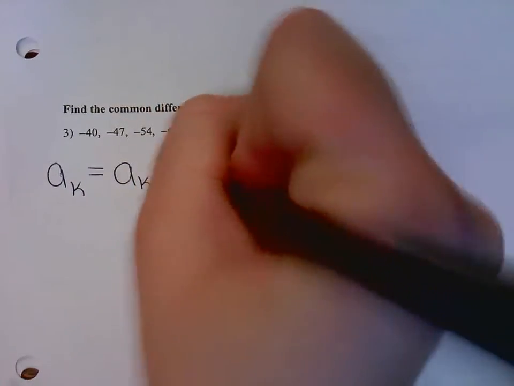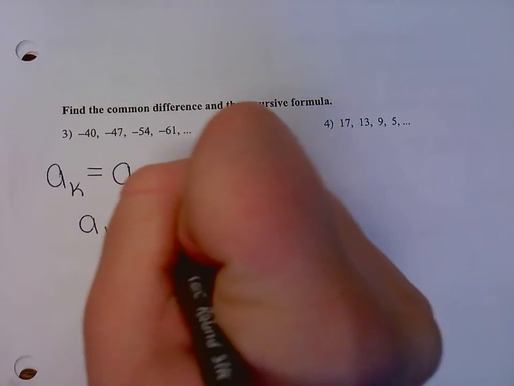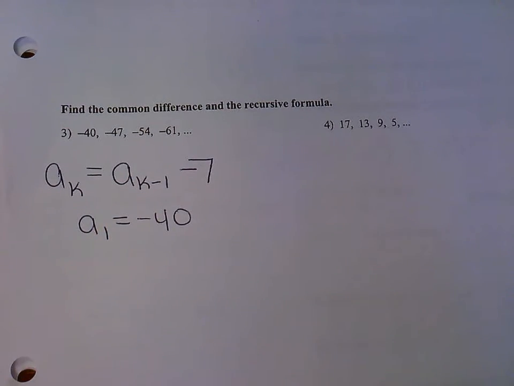Yep, subtract 7. And with a recursive sequence, you have to define the first term. So the first term for this sequence is negative 40. So this basically says start at negative 40 and subtract 7 every time. So I'd like you to try example 4 for a minute, writing it in that same kind of formula recursively. And I want you to recognize that recursive is not super helpful.